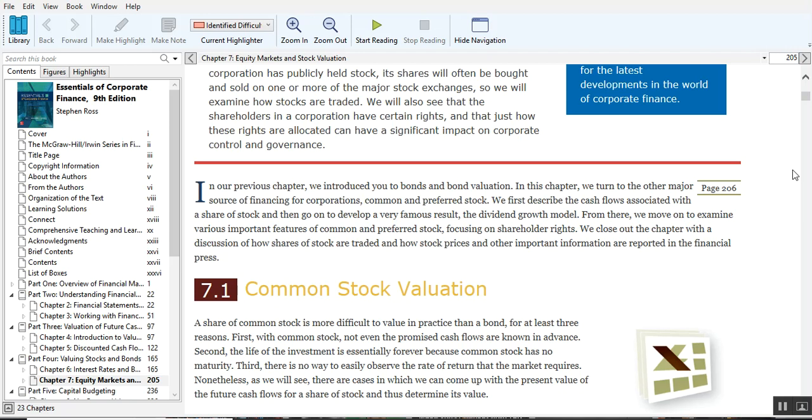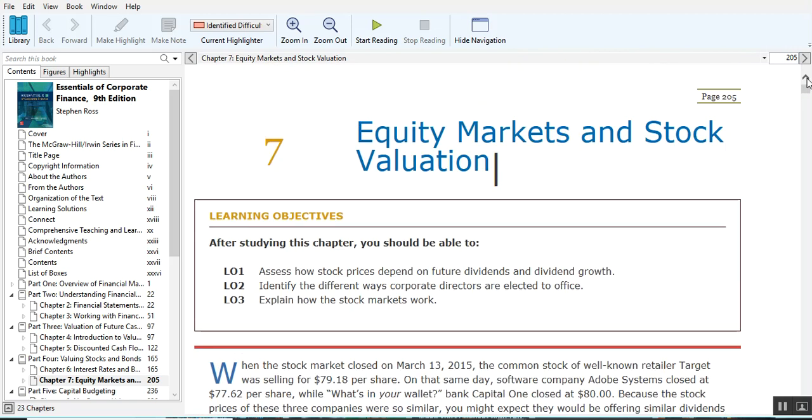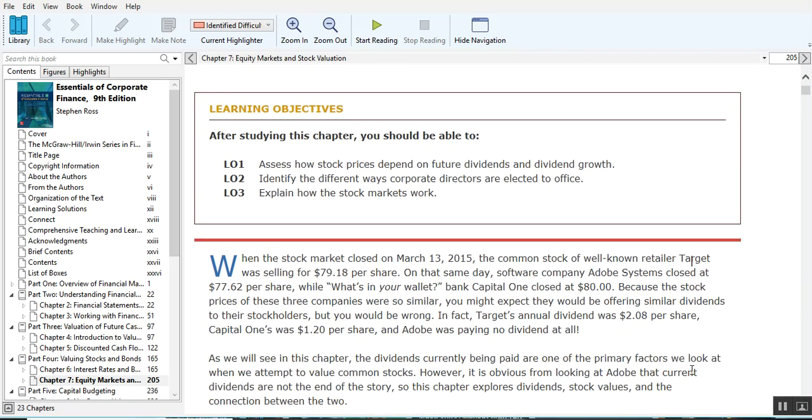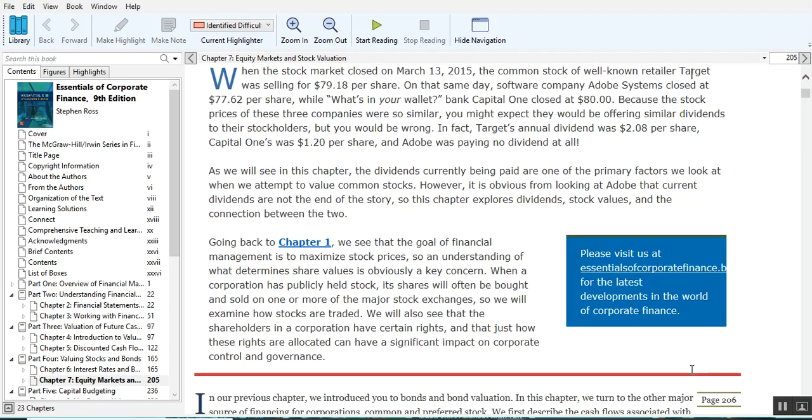This video is going to cover the equity market and stock valuation that we're going to discuss in chapter 7, and we're going to go through how we determine the value, or the price, of a share of stock.